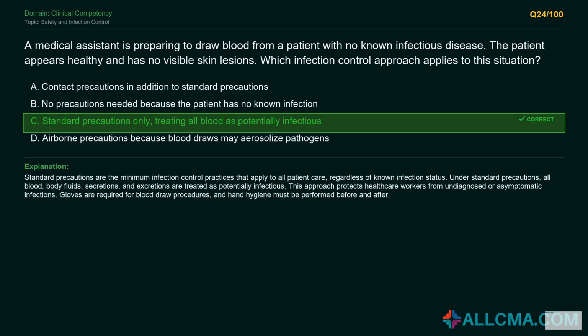The correct answer is C. Standard precautions are the minimum infection control practices that apply to all patient care, regardless of known infection status. Under standard precautions, all blood, body fluids, secretions, and excretions are treated as potentially infectious. This approach protects healthcare workers from undiagnosed or asymptomatic infections. Gloves are required for blood draw procedures, and hand hygiene must be performed before and after.